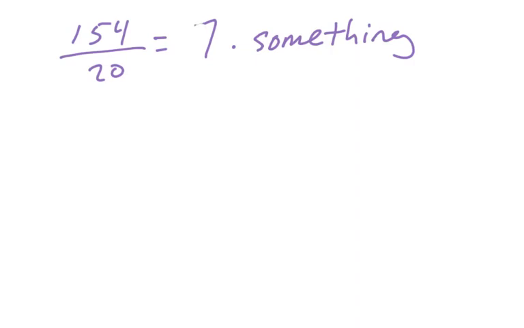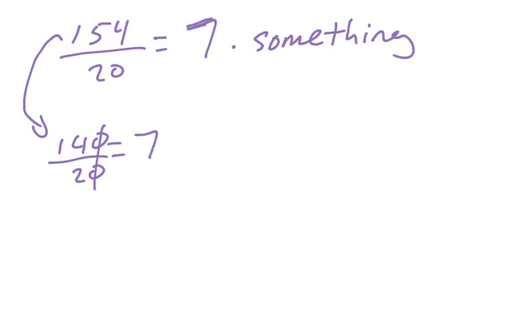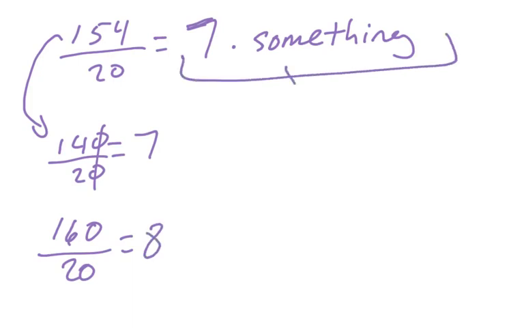7 times 2 is 14, right? So it's 7 point something. Just to be clear here, I'm rounding this down to 140 and saying, look, if I simplify this, I get 7. Okay, so if we know 14 divided by 2 is 7, and we know 160 divided by 20 is 8, then 154 has to live between 7 and 8.